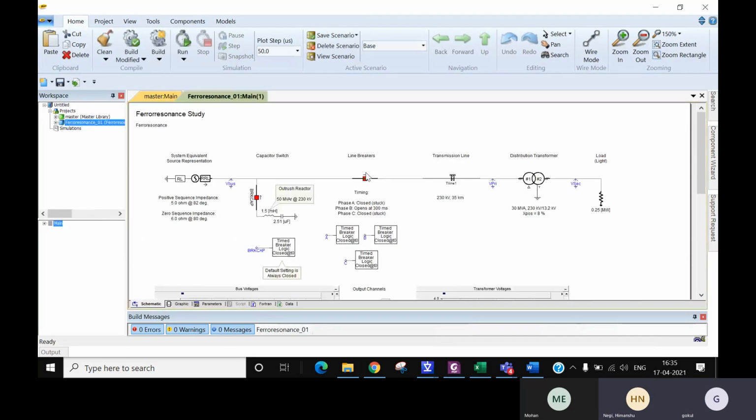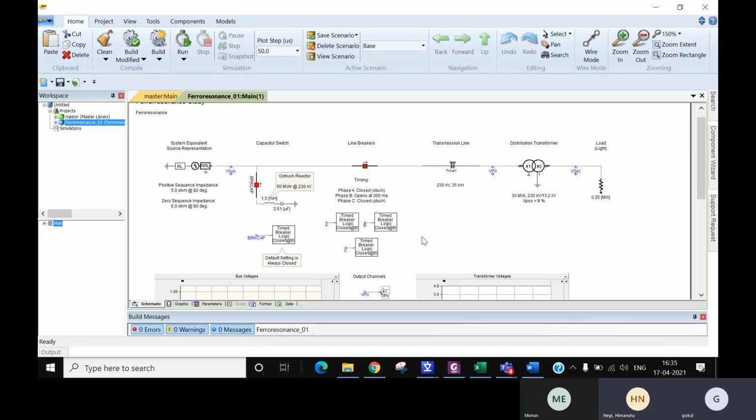I'll tell you what the difference is between our modeling and the PSCAD modeling. What we used to do is take the transformer circuit breaker, but they have taken the source side circuit breaker, the line breaker. So if, for example, you're going to perform energization of this transformer, you will first energize this transmission line, then you will energize this power transformer.